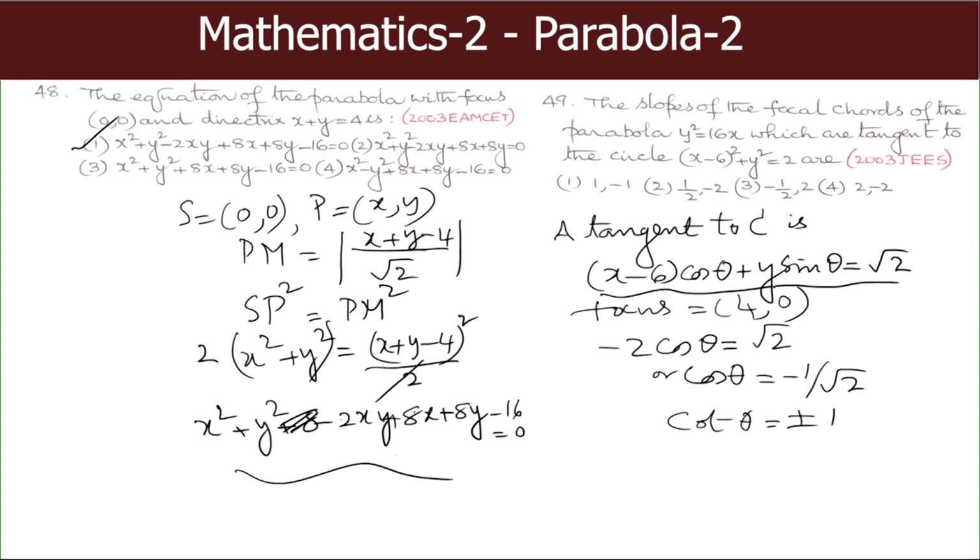So, what is the slope of this tangent? It is minus cot theta. Cot theta is plus or minus 1. So, minus cot theta is also plus or minus 1. The slopes of the focal chords can be either plus 1 or minus 1, which is the first option. Screening paper of the joint entrance.